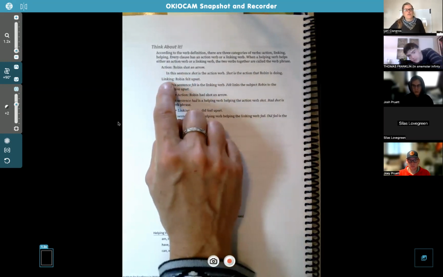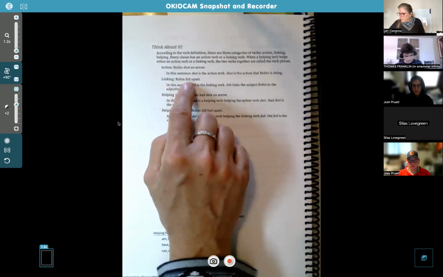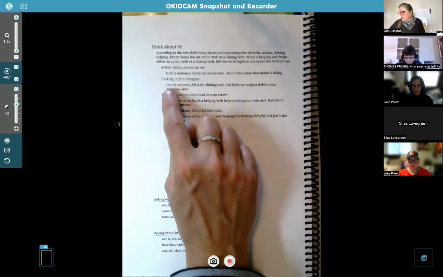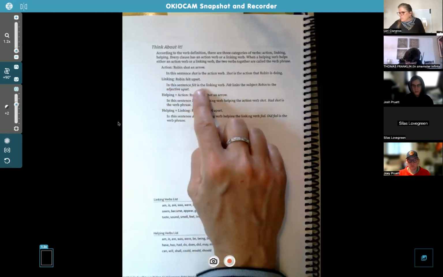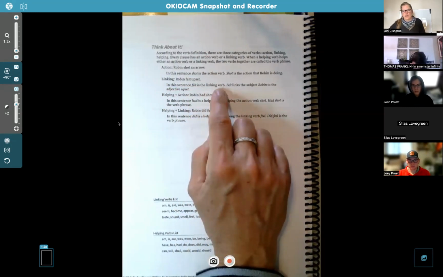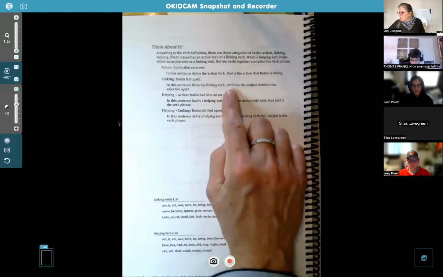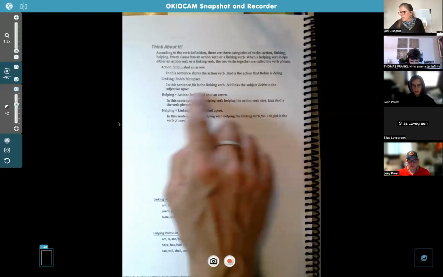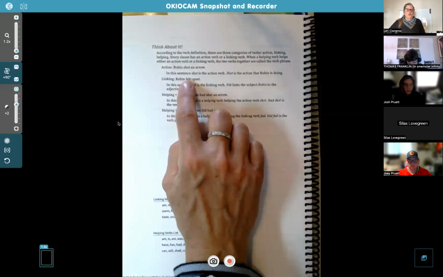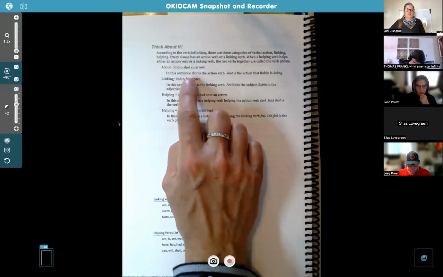Here's an example of a linking verb. Robin felt upset. In this sentence, felt is the linking verb. It's still a verb. Felt links the subject Robin to the adjective upset. So felt is still the verb, but it's called a linking verb because it's linking these 2 words together. Robin felt upset.